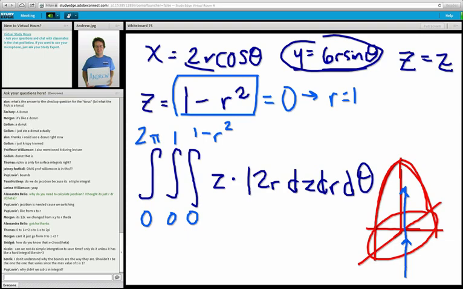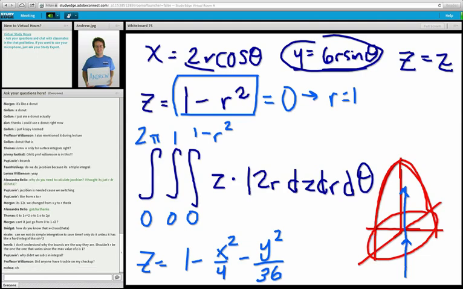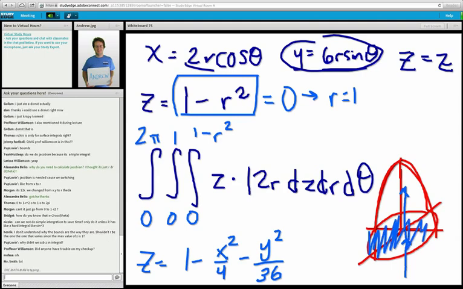Bridget asked a good question. How do I know to do 2r cosine theta? Bridget, look at z. z is equal to 1 minus x squared over 4 minus y squared over 36. Look at the coefficients of x squared and y squared. They're not the same, so it's not quite a circle. The intersection that z has with the xy plane is an ellipse, and I tried to draw it as such. Can you see that elliptical shape that this makes with the xy plane? As a result, I can't just use the standard polar conversion. I need to choose a suitable coefficient for cosine theta and a suitable coefficient for sine theta so that it cancels the 4 and the 36 in my denominator.